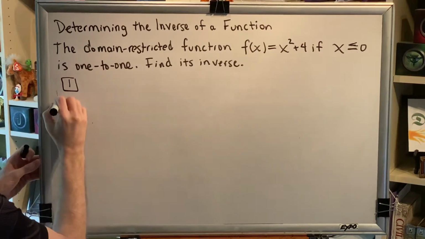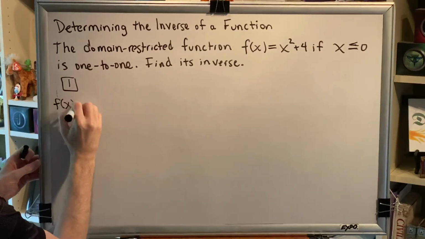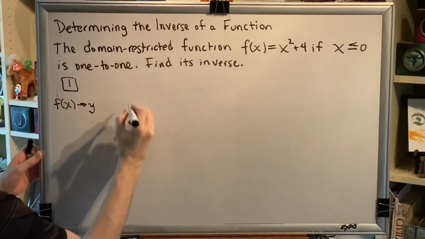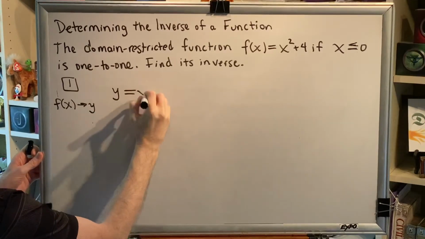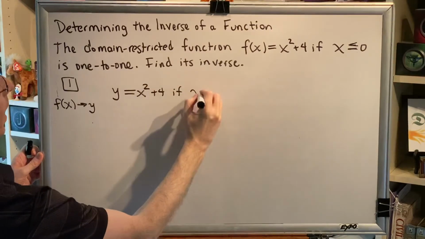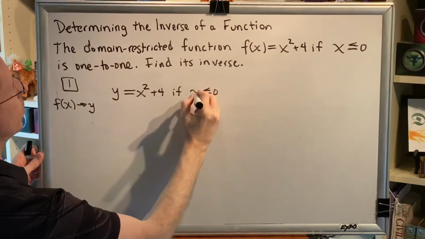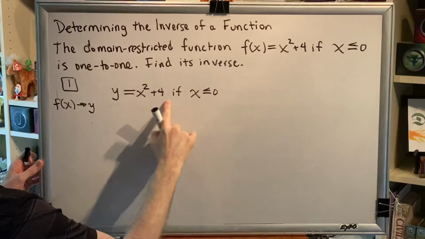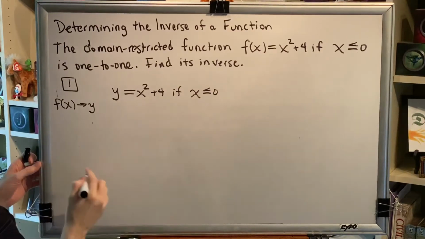Step 1 is to turn f of x into y. So then we would have y equals x squared plus 4 if x is less than or equal to 0. Notice that we keep our domain restriction with our equation.